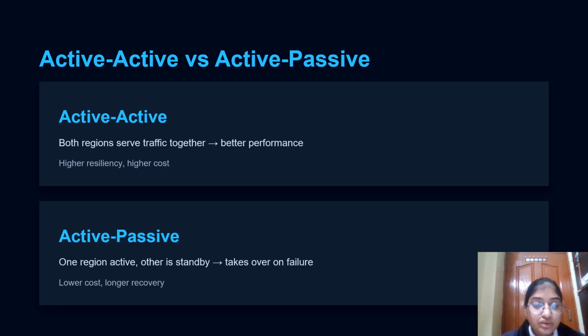Now we are going to learn active-active versus active-passive. In active-active, all regions work together and serve traffic at the same time. And in active-passive, one region is active and another one is waiting as a standby.